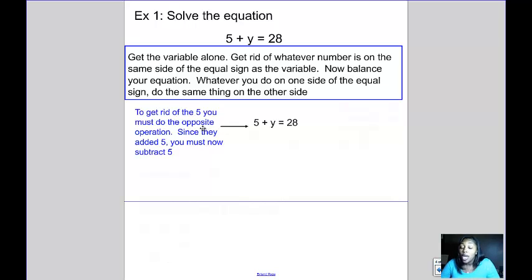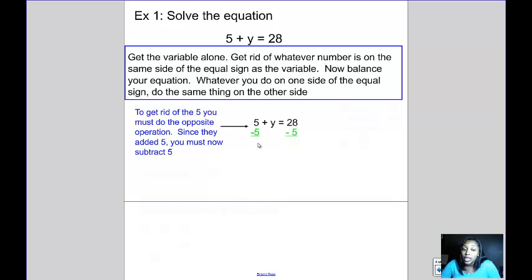So the first thing we're going to do is get rid of this 5 because the variable y wants to be alone. Well, they added 5, so that means in order to get rid of it, we have to use the inverse or the opposite operation. Well, what is the opposite of addition? It is subtraction. So that means in order to get rid of the 5, we're going to have to take 5 away. And then whatever you do on one side of an equation, you have to do on the other side because it has to be balanced.